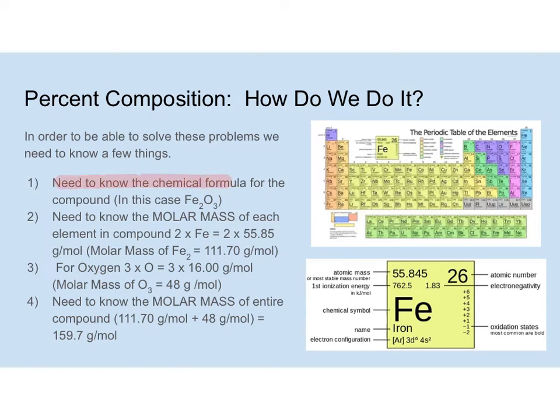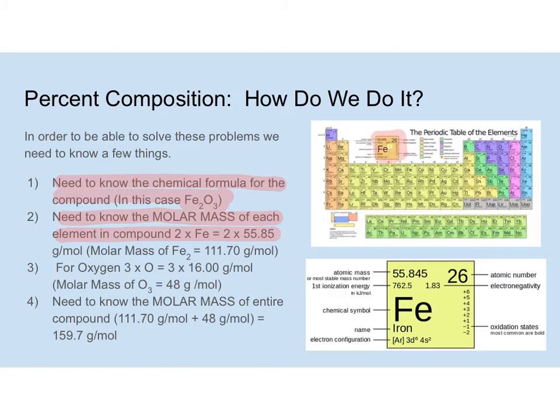One, you need to know the chemical formula for the compound. So when I say iron 3 oxide, you would have to know that that's the chemical formula. That's why at the very beginning of this unit, we really emphasized understanding chemical formulas, using the crisscross rule, and making that formula, because that's key. Now, once you know the formula, the next part is you need to know the molar mass of each element in the compound, and you get that from the periodic table.